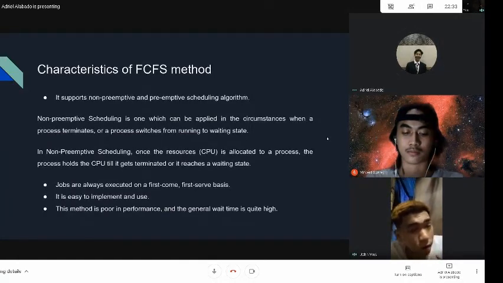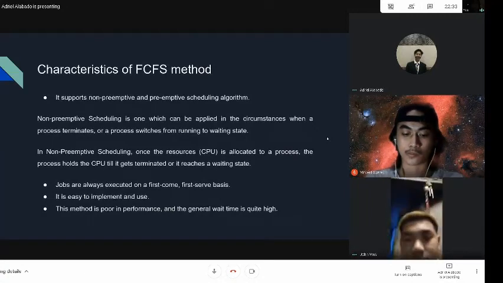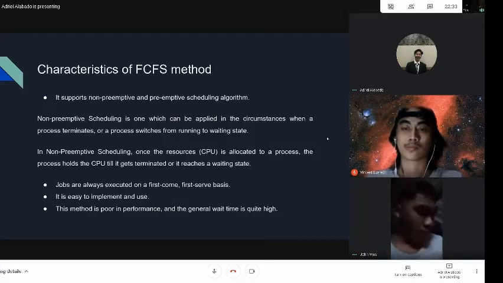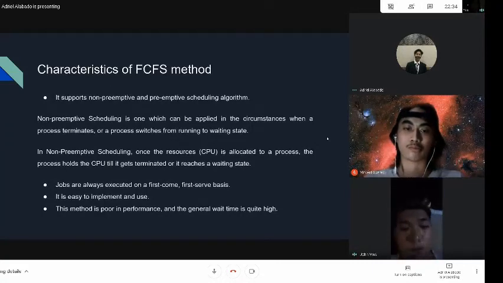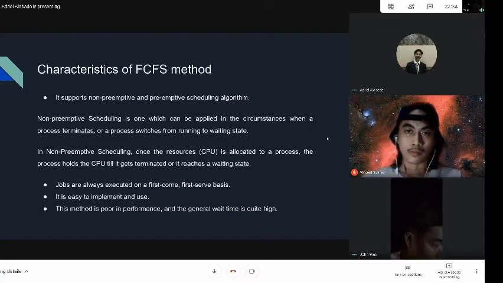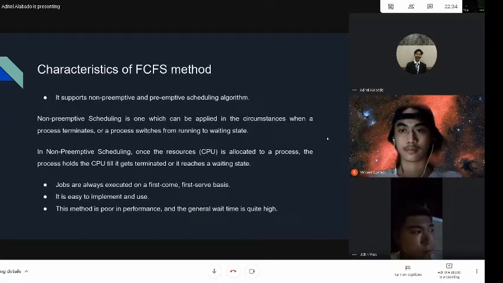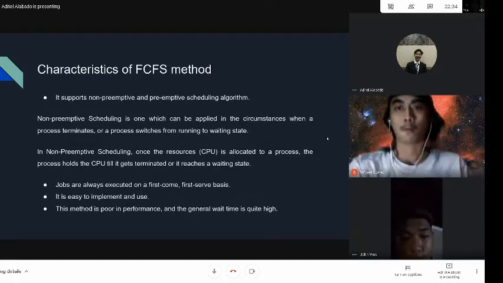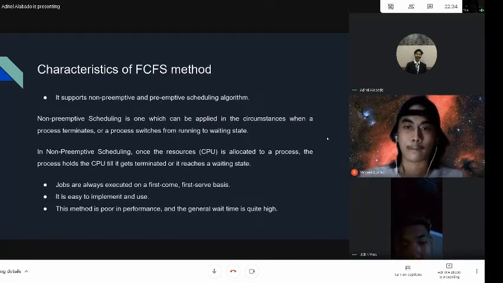Characteristics of the FCFS method. It supports non-preemptive and preemptive scheduling algorithms. Non-preemptive scheduling is one which can be applied when a process terminates or a process switches from running to waiting state. In non-preemptive scheduling, once the CPU is allocated to a process, the process holds the CPU until it terminates or reaches a waiting state.